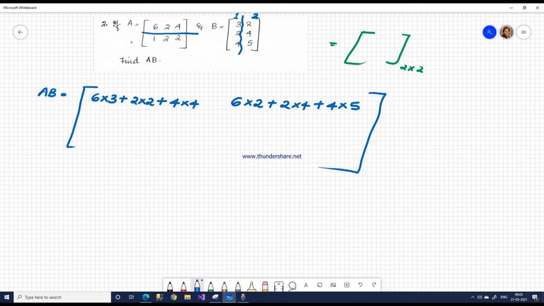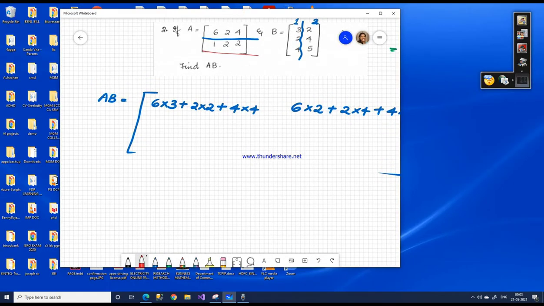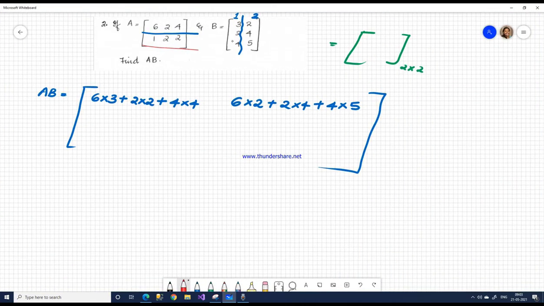Now, we'll be considering this particular row. This row multiplying with the first column, that is 1 into 3 plus 2 into 2 plus 2 into 4. And the second one is the same row multiplying with the second column. So 1 into 2 plus 2 into 4 plus 2 into 5.